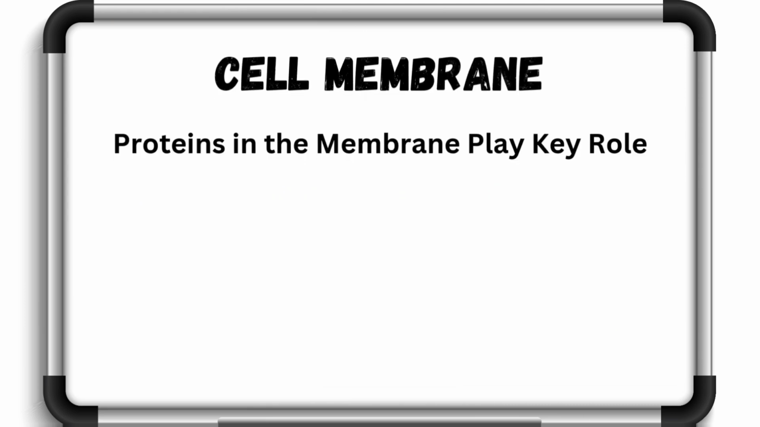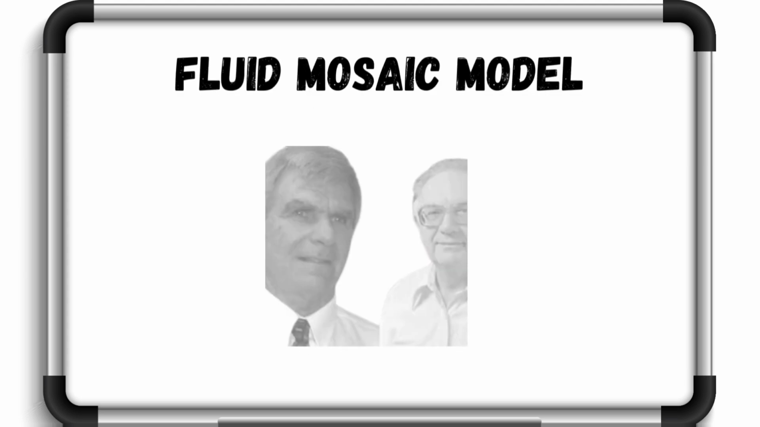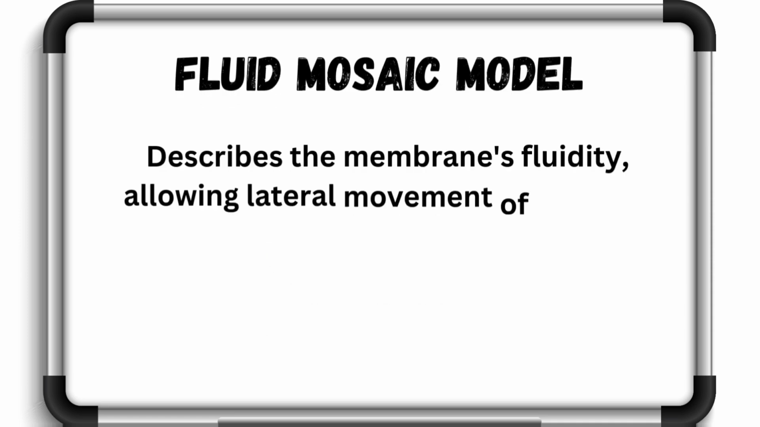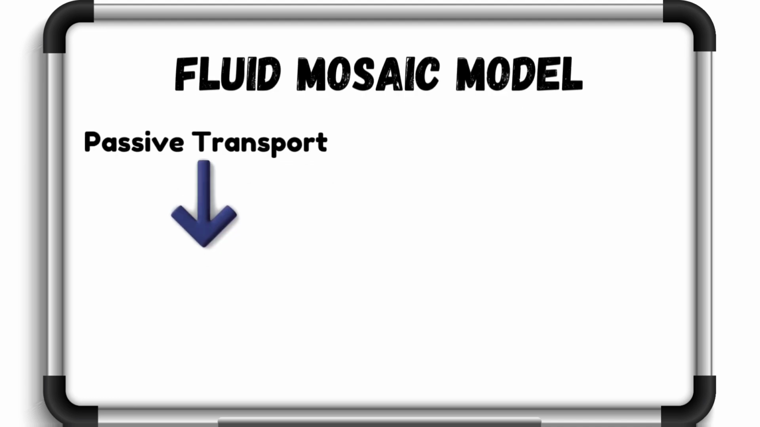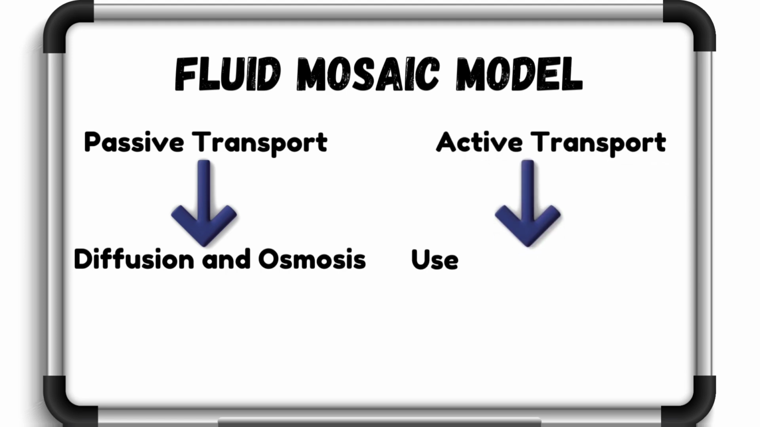Proteins in the membrane play key roles. Integral proteins are embedded, while peripheral proteins sit on the surface. The fluid mosaic model, proposed by Singer and Nicholson in 1972, explains how the membrane's fluidity allows proteins to move laterally. And, of course, the membrane is selectively permeable, allowing passive transport like diffusion and osmosis, or active transport that requires energy, ATP, to move molecules against their concentration gradient.